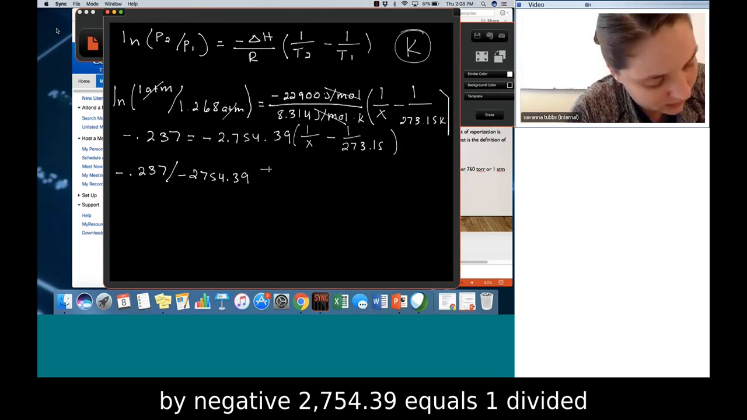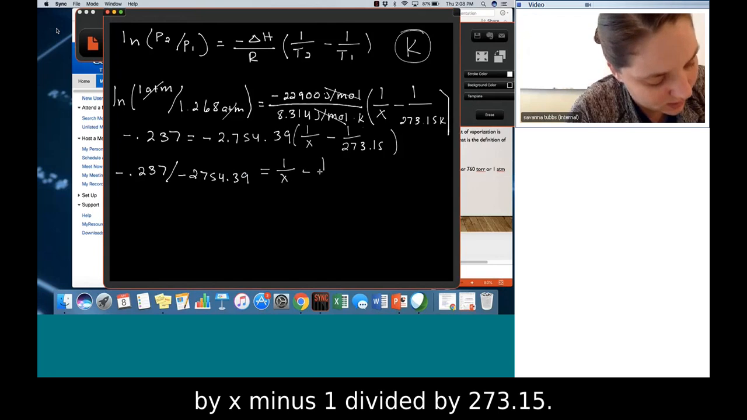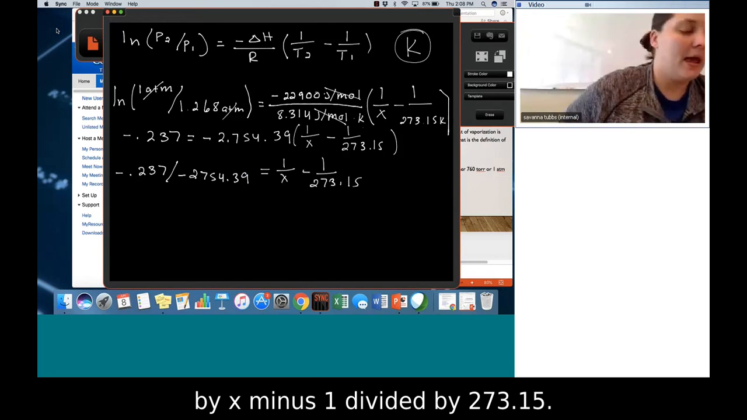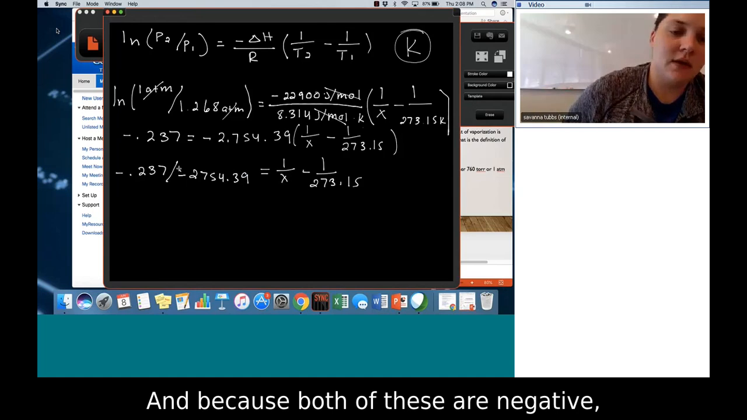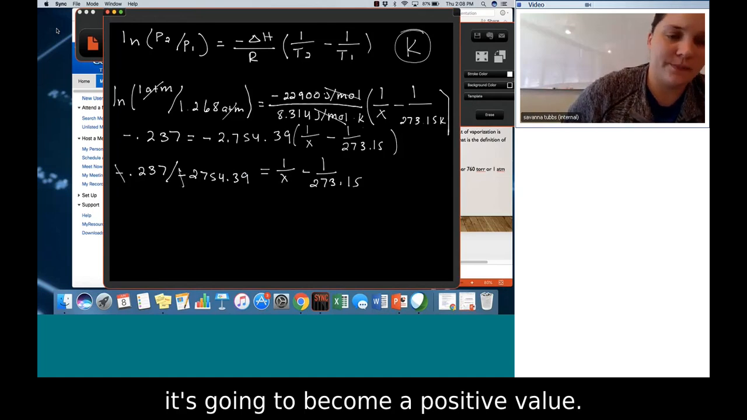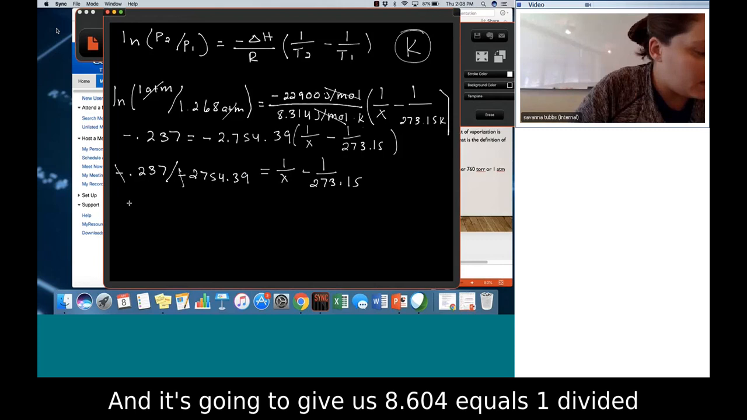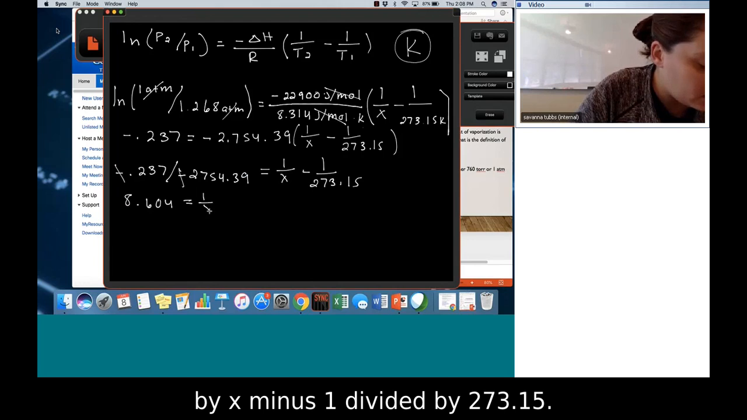equals 1 divided by x minus 1 divided by 273.15. And because both of these are negative, it's going to become a positive value, and it's going to give us 8.604 equals 1 divided by x minus 1 divided by 273.15.